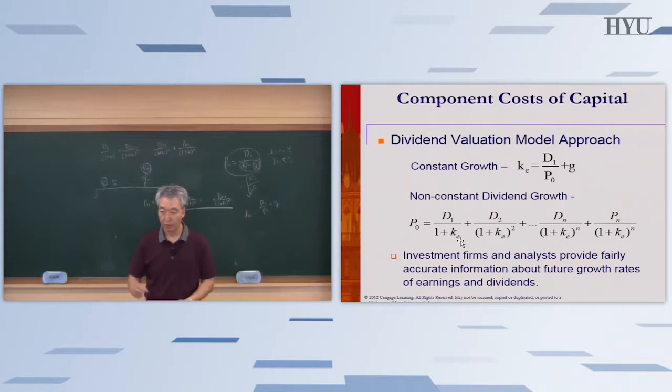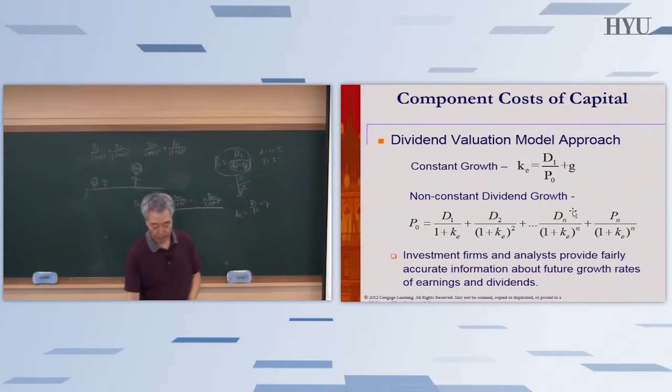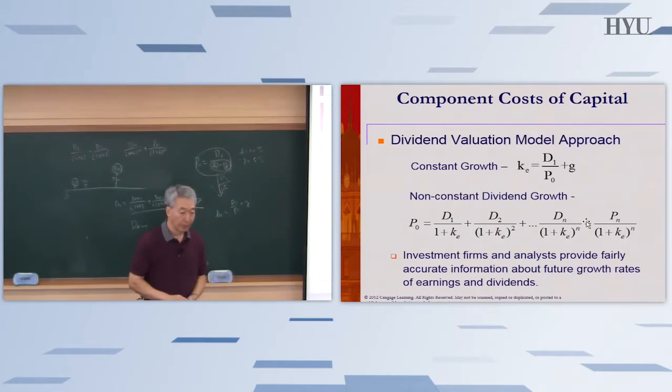You can do that using a calculator, if we know D1, D2, and all the Ds. You can calculate the internal rate of return. But the problem is we do not know all these future dividends. So what do we do in practice?